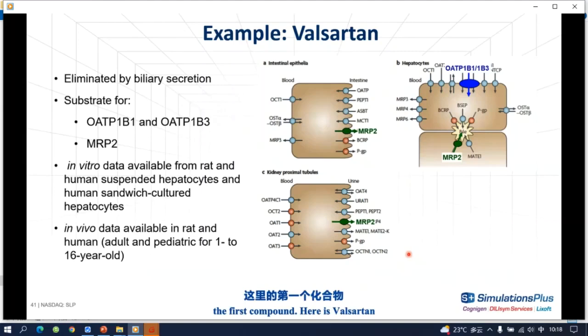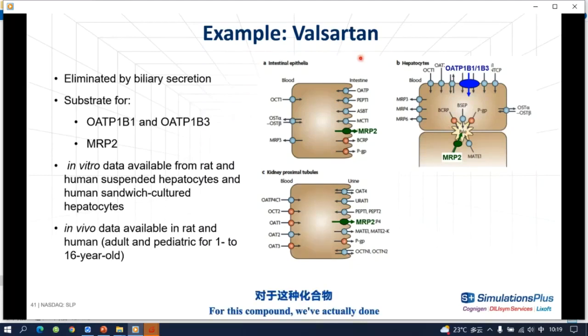The first compound here is valsartan, which is eliminated by biliary secretion. So critical transporters, the OATP 1B1, 1B3 for uptake into the liver, MRP2 efflux into the bile, and MRP2 also influences the absorption. It is the efflux in the intestine, and it has some impact on the kidney. But again, because the OATP 1B1, 1B3 is bringing drug into the liver, the hepatic or the biliary secretion is the major elimination pathway.